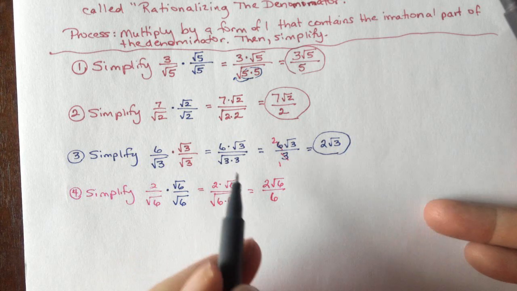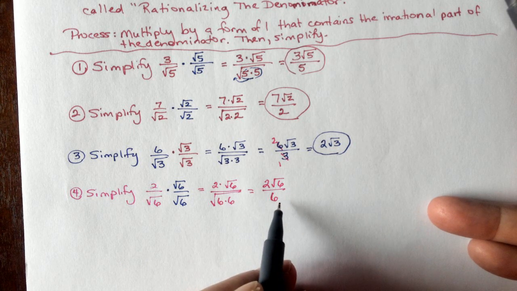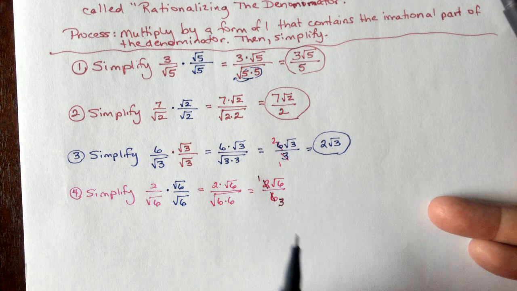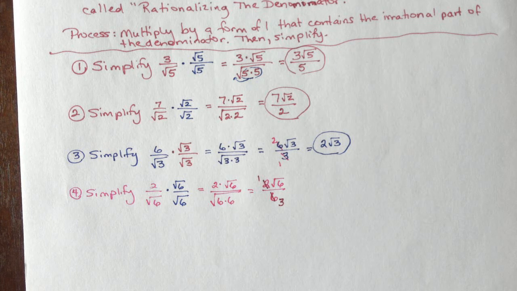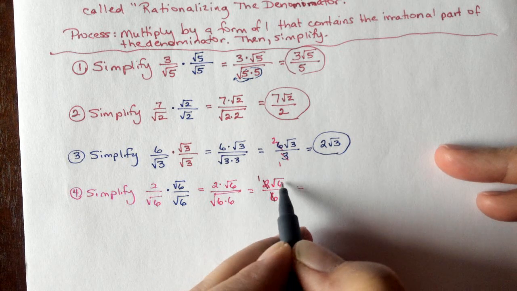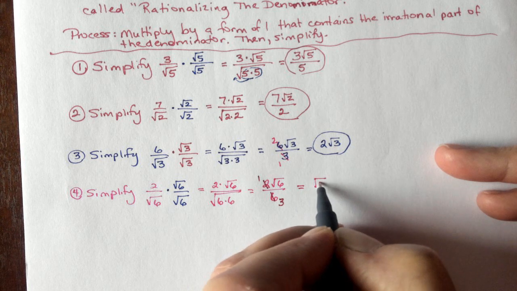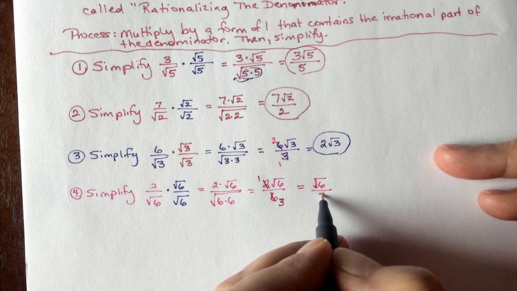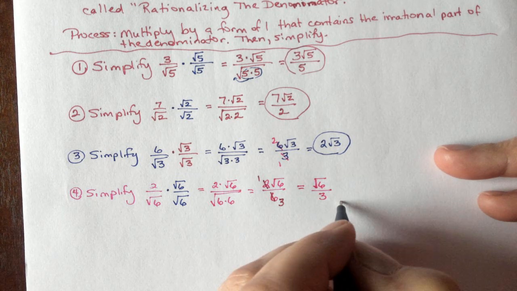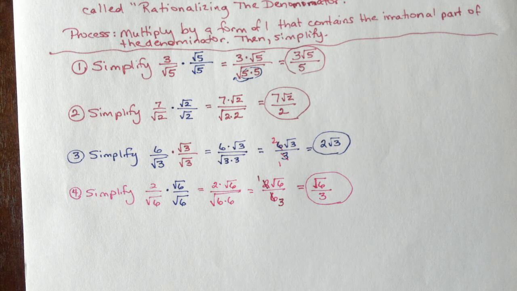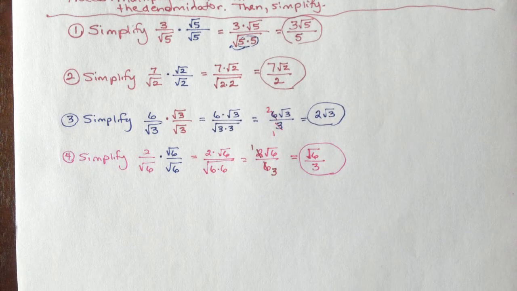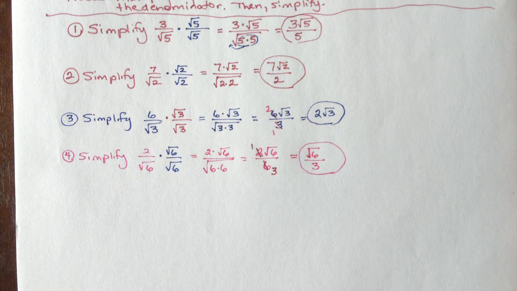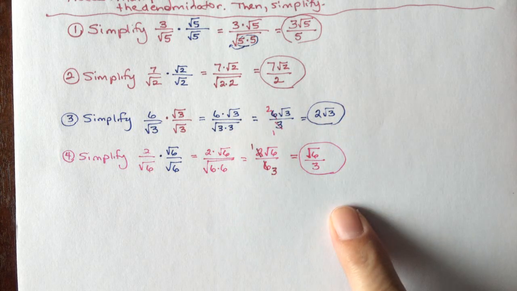Then 2 and 6 have a common factor of 2. 2 will divide 2 one time. 2 will divide 6 3 times. And that will give us a 1 times square root of 6 in the top. I can drop that 1 and just keep the radical 6. And then a 3 in the denominator. And that is simplest form. Alright, so the procedure is the same every single time. The only thing that changes is there may be more simplifying to do.